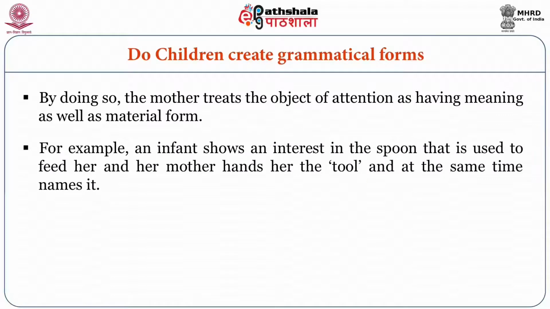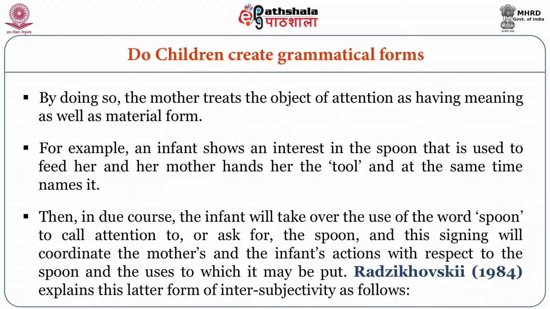By doing so, the mother treats the object of attention as having meaning as well as material form. For example, an infant shows an interest in the spoon that is used to feed her, and her mother hands her the tool and at the same time names it spoon. Then in due course, the infant will take over the use of the word spoon to call attention to or ask for the spoon, and this signing will coordinate the mother's and the infant's actions with respect to the spoon and the uses to which it may be put. This is about the object.